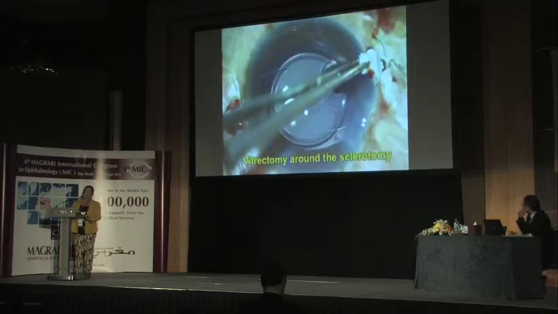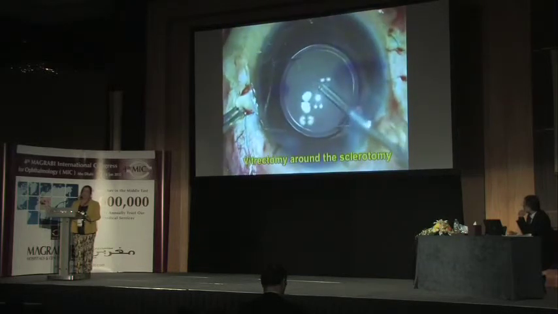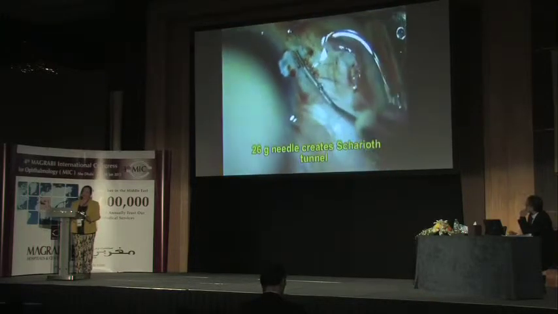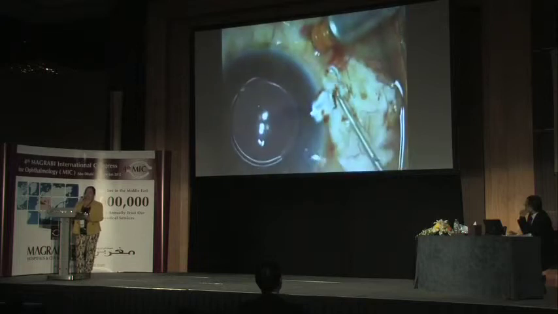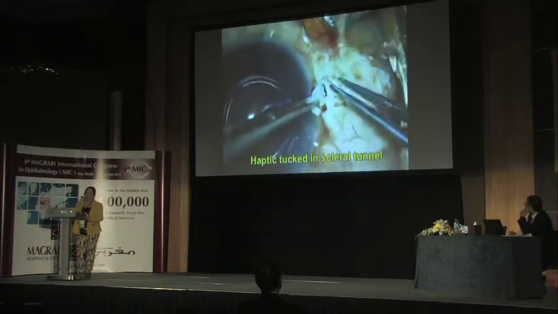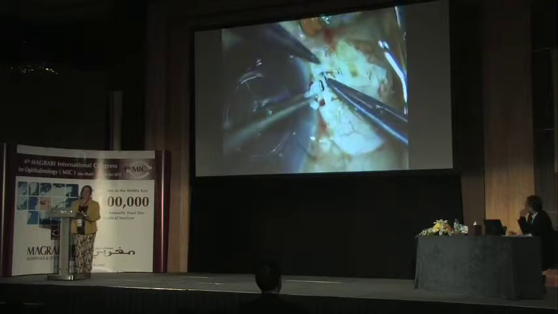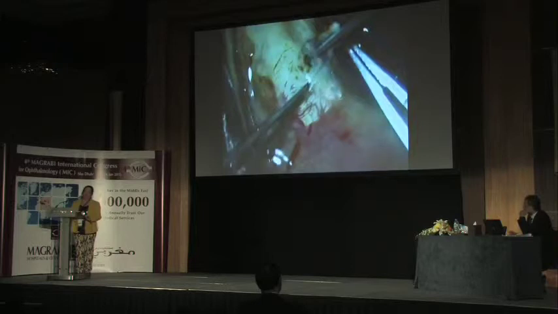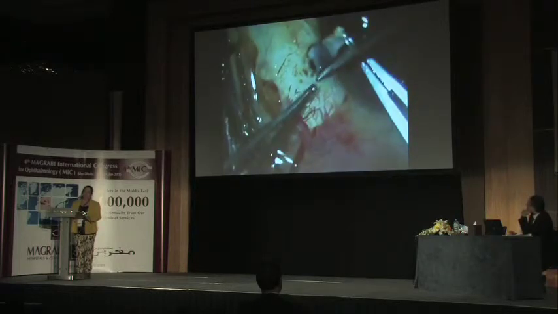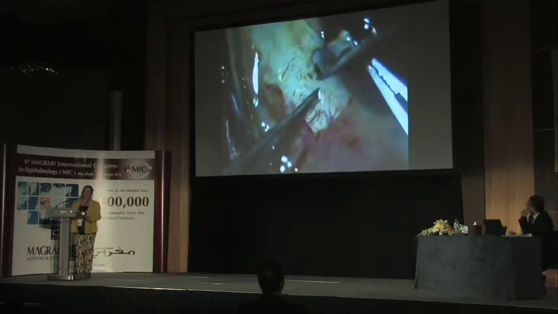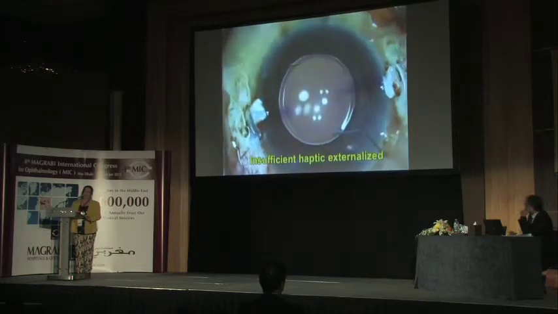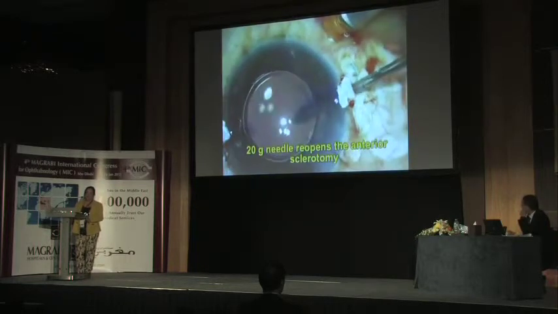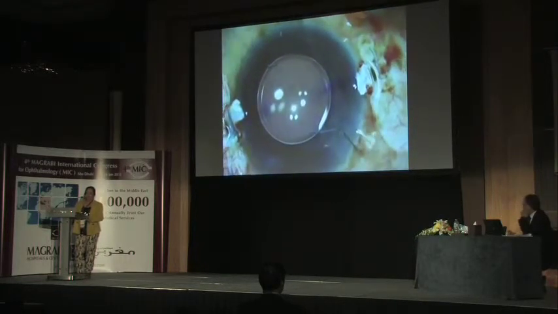Then you can move on to tucking these haptics into the Charlie tunnel, which we call Charlie because Charlie is a friend from Germany who taught us to tuck the haptics into the intrascleral pockets, which we create using a 21-gauge needle. You can see that the IOL haptics are getting tucked now into the Charlie tunnels, which are created with a 21-gauge needle attached to a syringe.